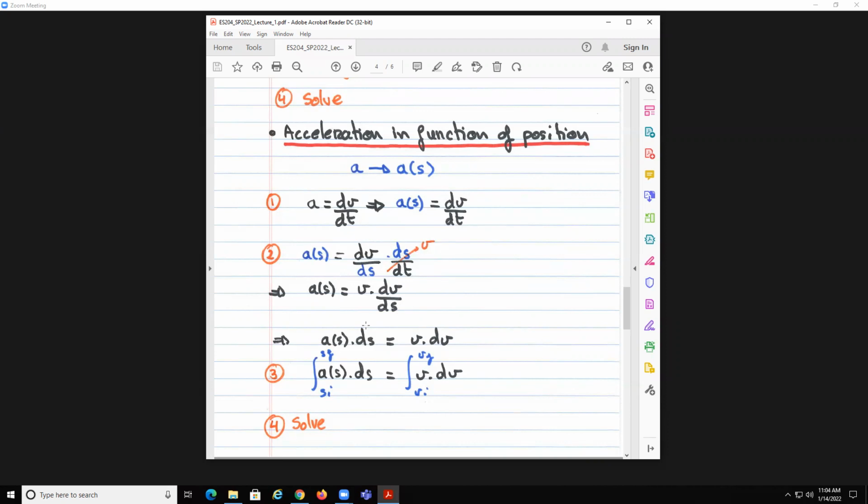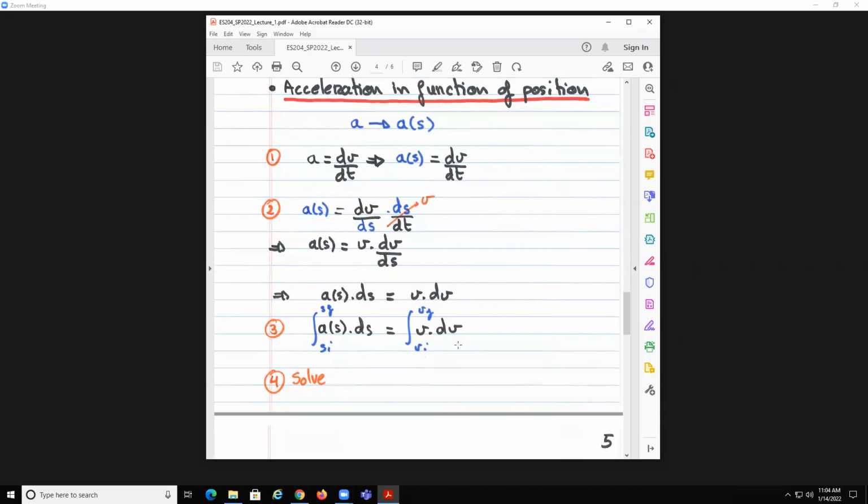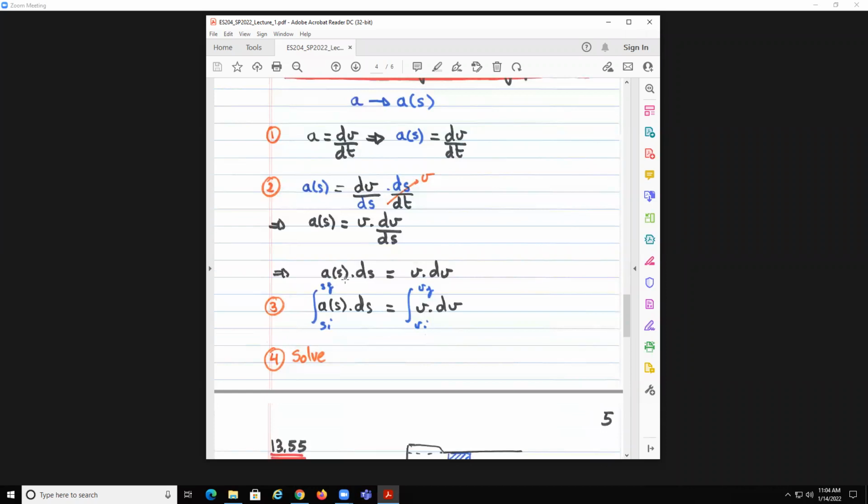We separate the variables. We put on the left-hand side all the variables in function of S, A(S) ds, and on the right-hand side, all the variables in function of V, V dV. Now that we have separated the variables, we can go ahead and integrate, and then we'll solve for whatever is needed.